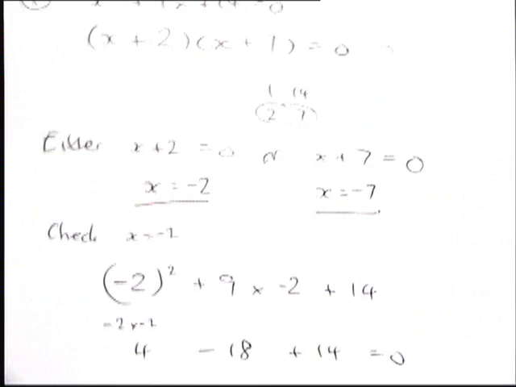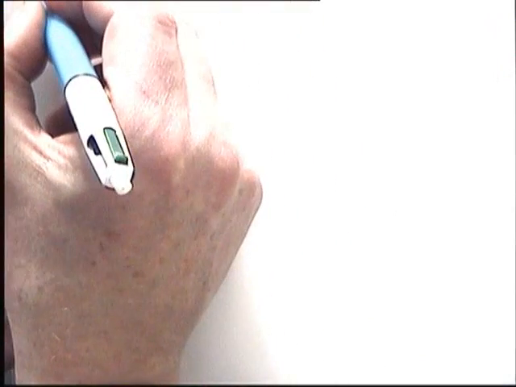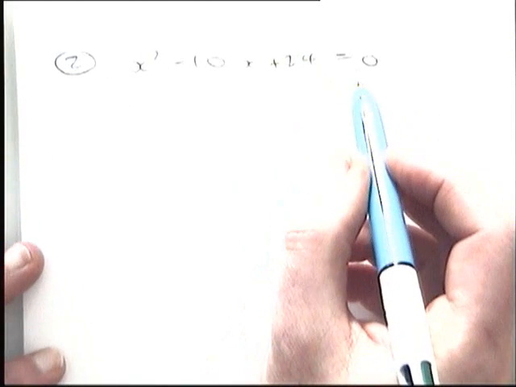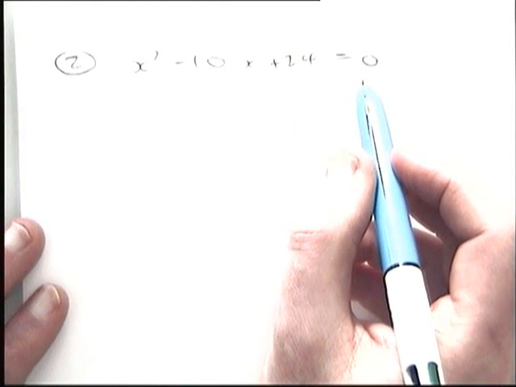So that's one example. We're going to look at another example now. The next example we're going to look at is going to be x squared minus 10x plus 24 equals 0. Again, at the moment it equals 0, so we're okay.